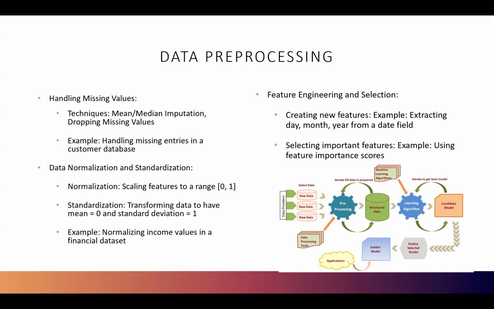So a few guidelines in data preprocessing. There are three main buckets of data preprocessing. Number one is handling missing data. Number two is data normalization and standardization. Number three is feature engineering and selection. And I would say the third one is the most difficult, and I'm going to talk a little bit about why that's the case.